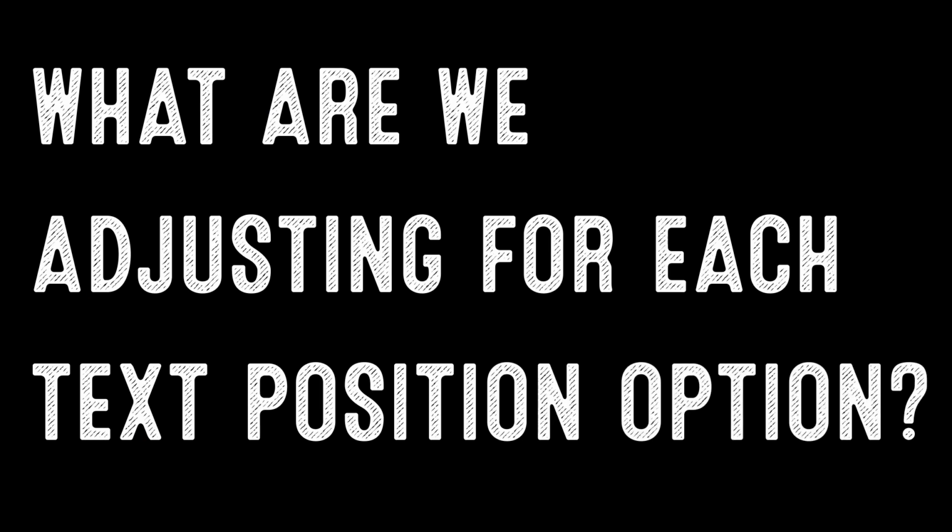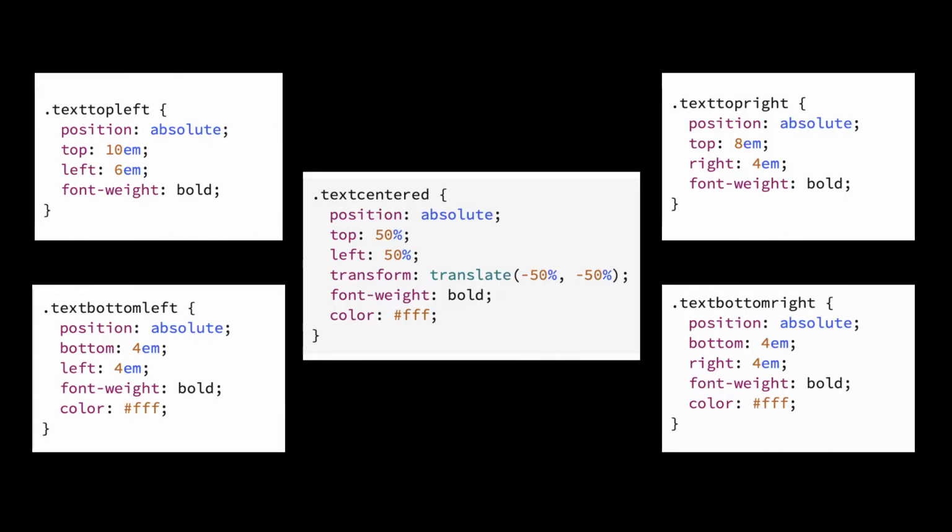What are we adjusting for each text position option? What changes is how we further offset the label div from the top, right, bottom, and left edges, depending on the position of our label. So for label divs closer to the top of the image, we adjust the top offset property. And for the label divs closer to the bottom of the image, we adjust the bottom offset property. And we do the same for the left and right side of the image.